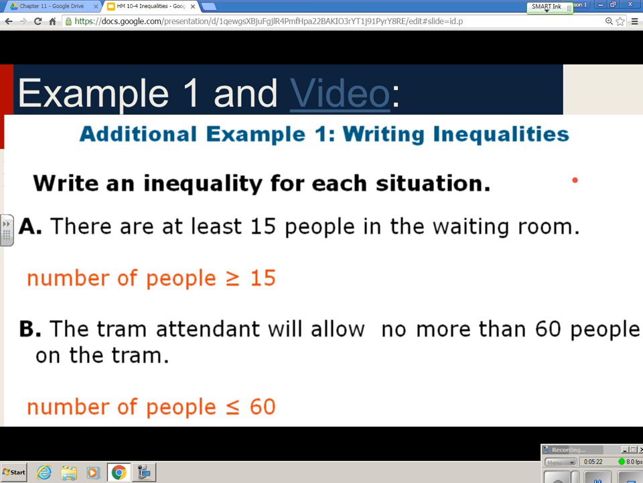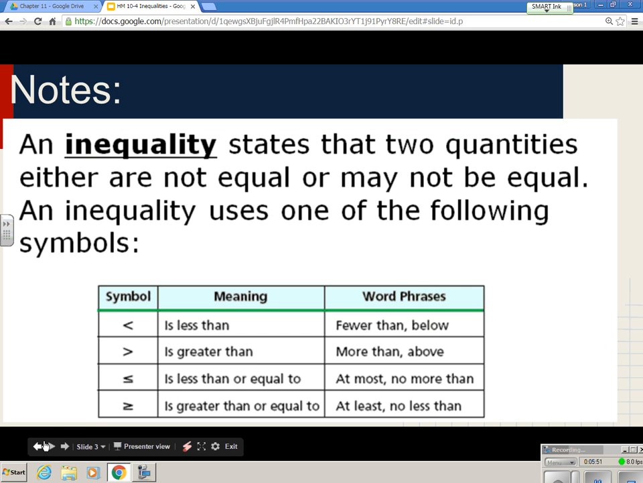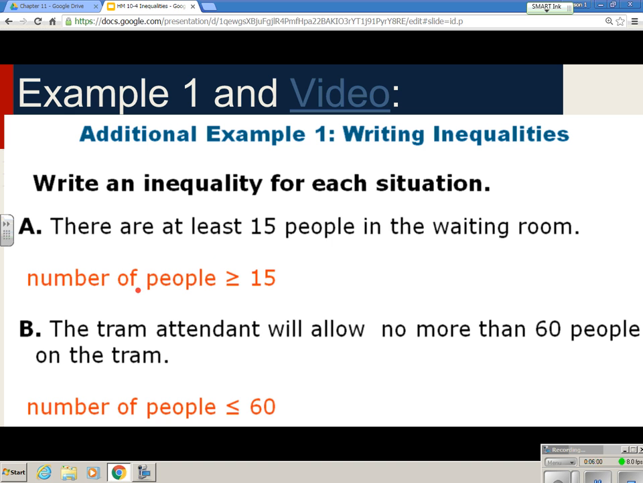So let's look at our first example, and what we're going to look at here in example 1 is some real simple things, looking at numbers and words and trying to figure out what the situation is trying to show us. So in letter A, we're looking at something that says there are at least 15 people in the waiting room. Okay, so what are we actually looking at? Well, we're looking at the number of people, and it says there are at least 15 people in a waiting room. So if we go back here, we can see if we ever see at least, that means that we're doing greater than or equal to. So the number of people is greater than or equal to 15.